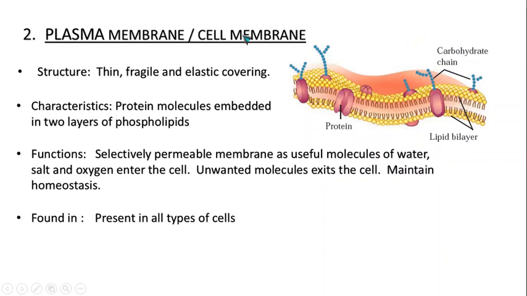Plasma membrane or cell membrane. Structure: thin, fragile and elastic covering. Characteristics: protein molecules embedded in two layers of phospholipids. Functions: selectively permeable membrane, as useful molecules of water, salt and oxygen enter the cell. Unwanted molecules exit the cell. Maintain homeostasis. Present in all types of cells.